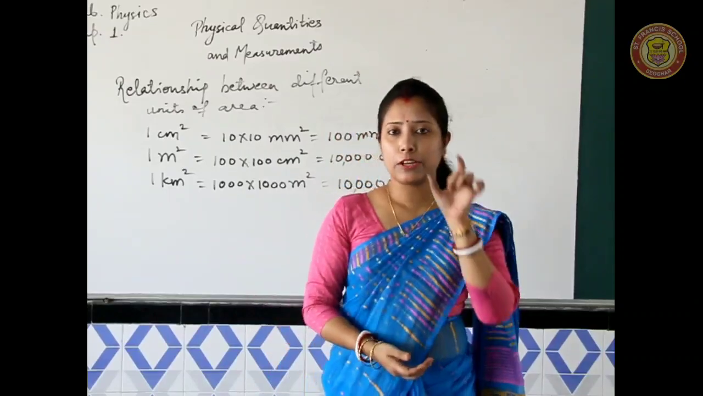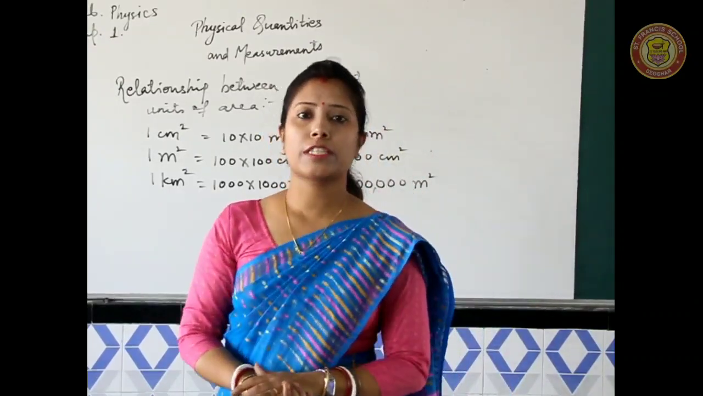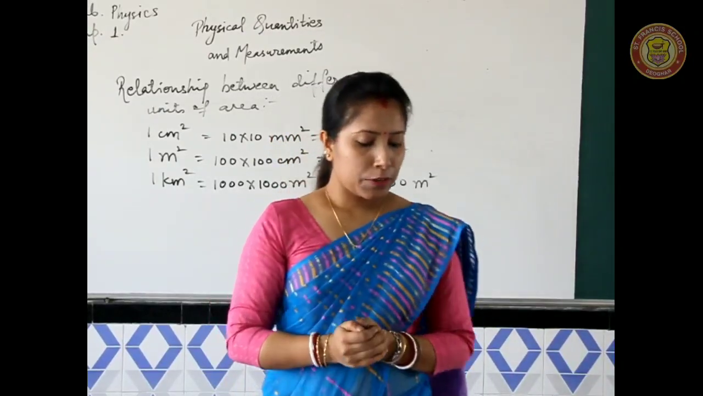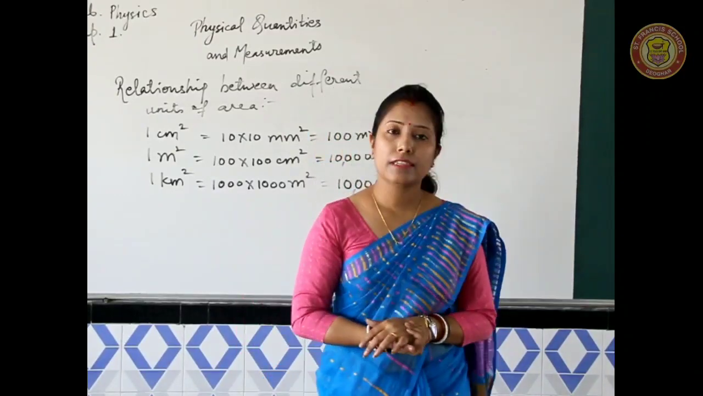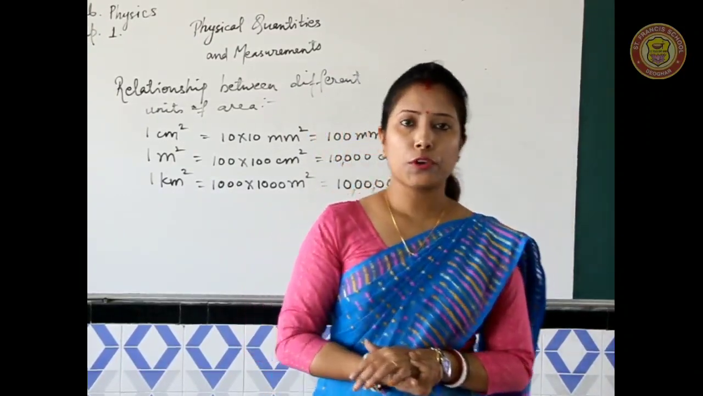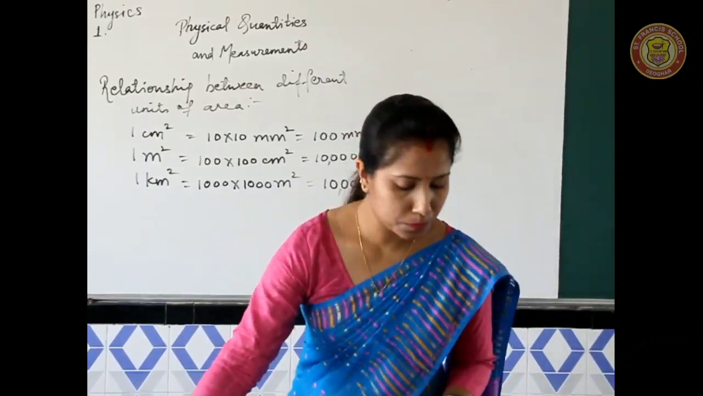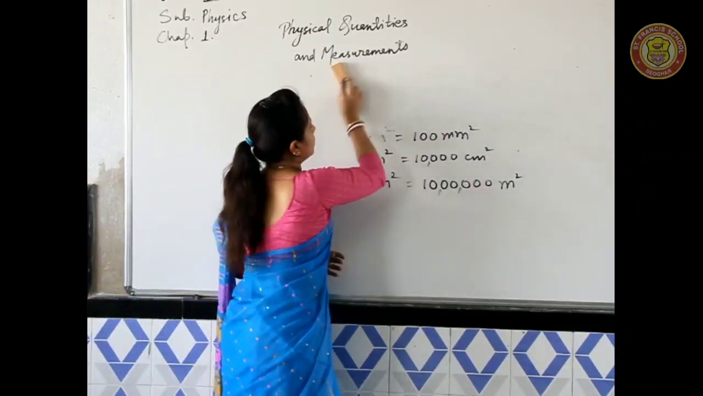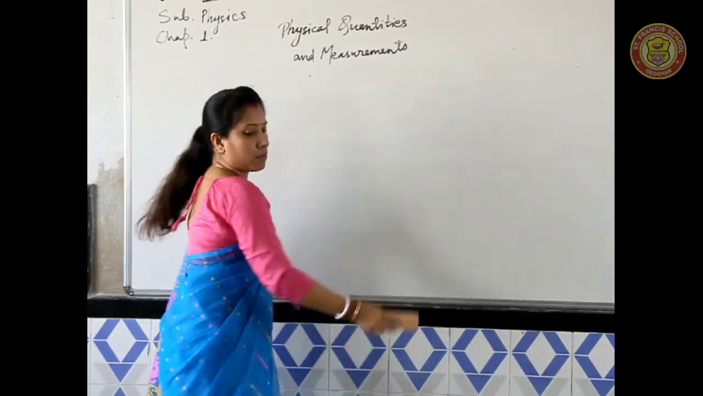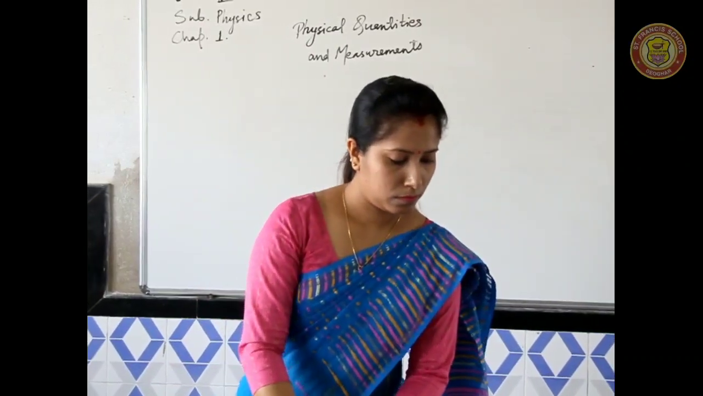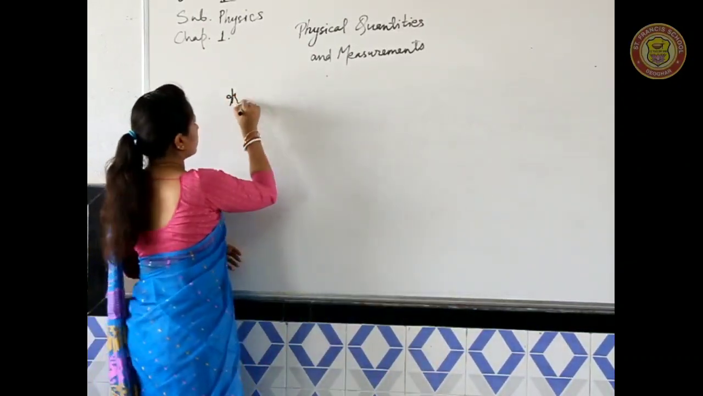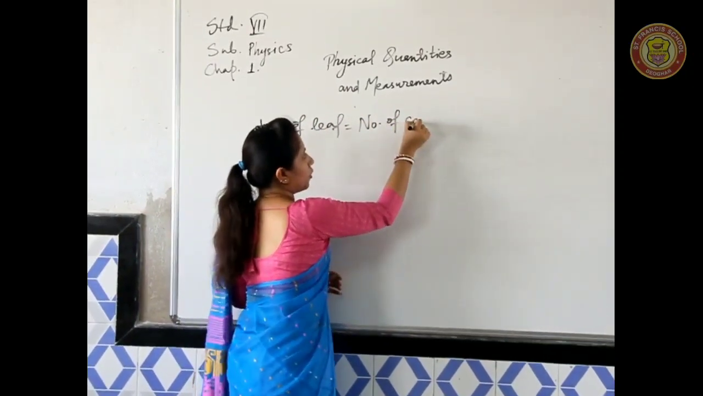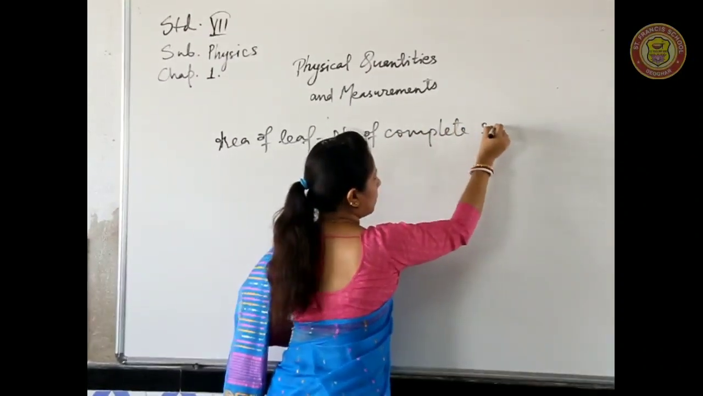After finding the number of complete squares and the squares which are half filled or filled more than half, you count the numbers and then you will find the area of the leaf. So your area of the leaf will be equal to the number of complete squares.